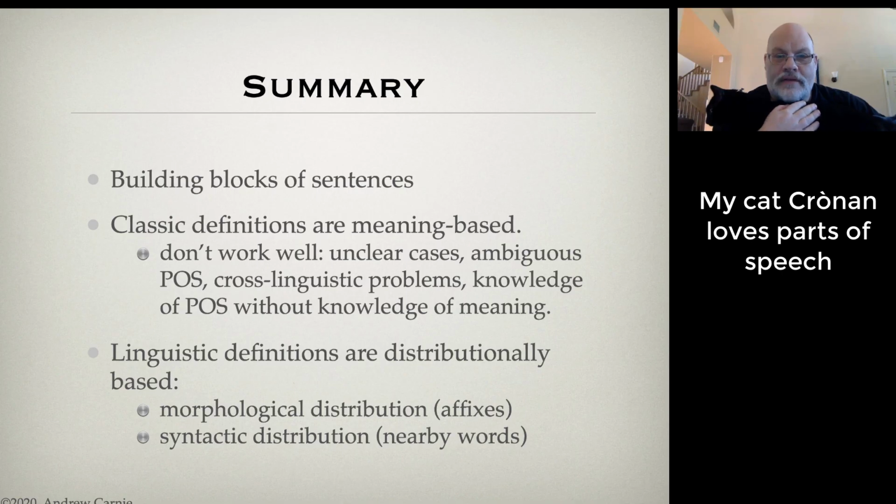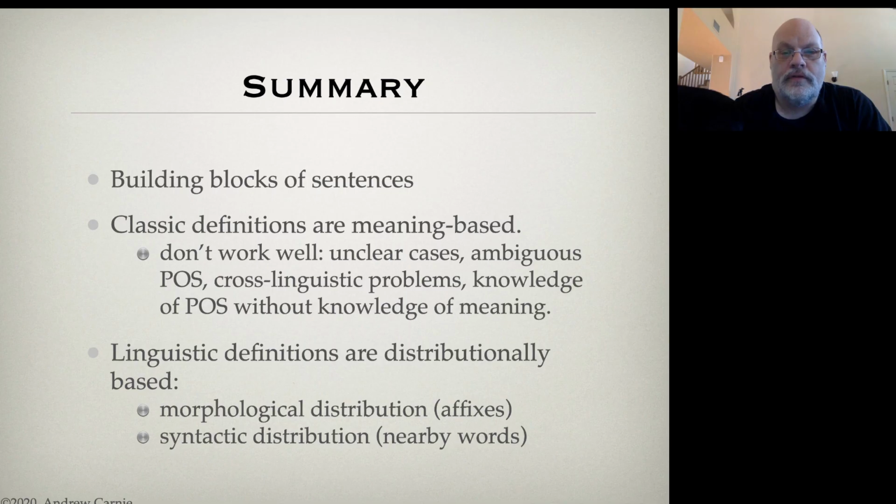Those classic definitions are all based in meaning. Linguistically, instead, what we can do is look at their distribution, both in terms of their morphological distribution and their syntactic distribution. In the next video, we're going to talk about functional parts of speech and how we might identify those.